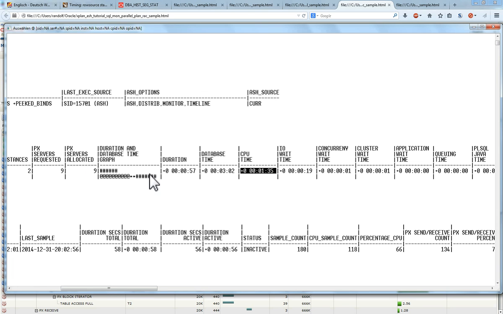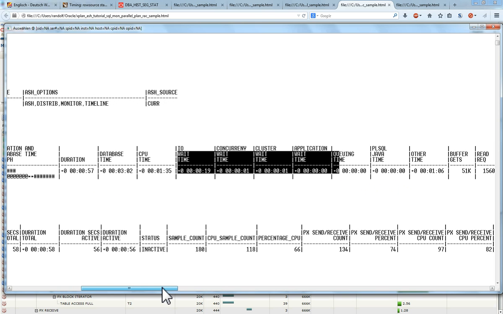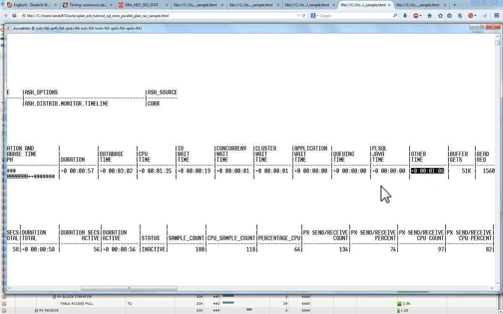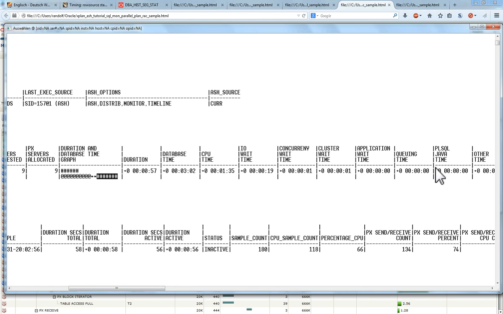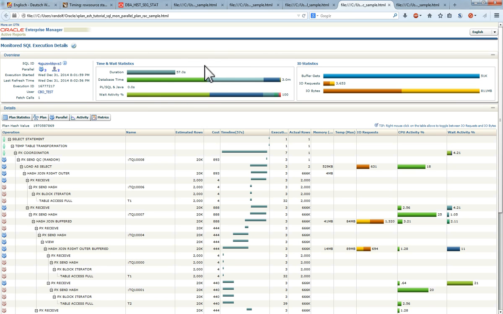Then the CPU time here gives you an idea about this indicator here, so a little bit more than 50% of the time was spent on CPU. Then we have 20 seconds of I/O time and some other time in total, which is then this non-CPU part representing. And then we have again this part here, one third approximately spent on something else. And that's what you can tell from this graph and these timings here, that again, as I said, largely correspond to what you see here in these time and wait statistics part of the overview pane.